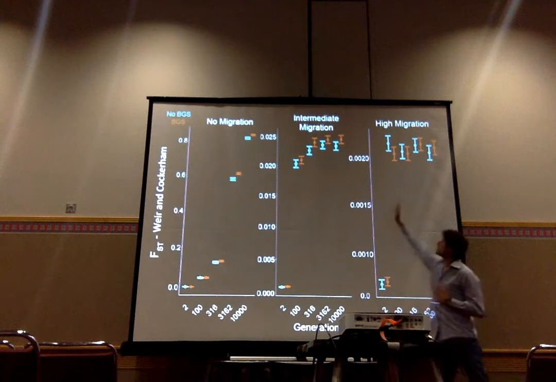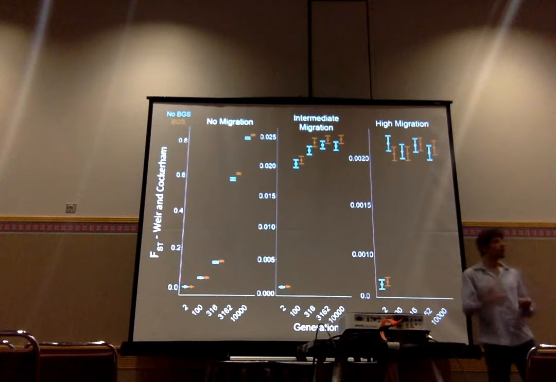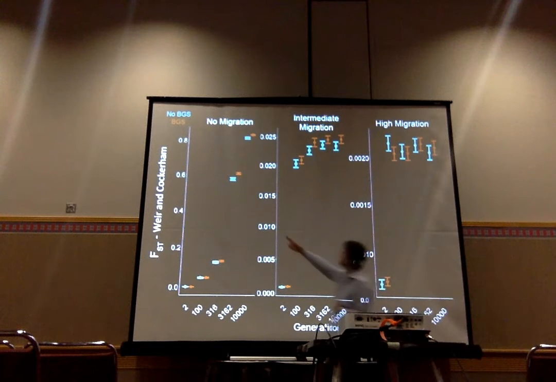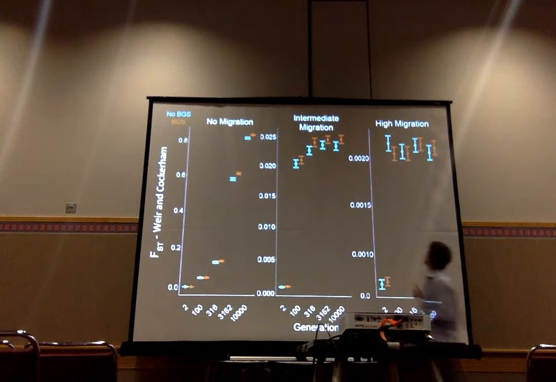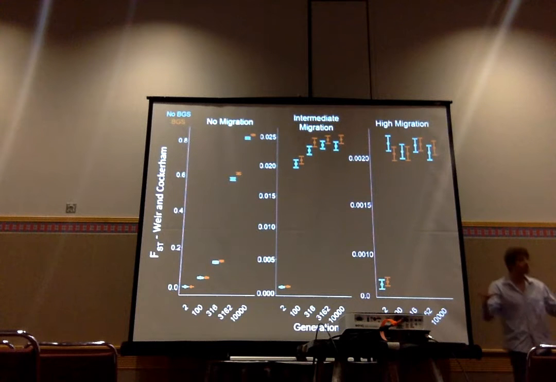And so for no migration, intermediate and high migration, what you can see is that indeed background selection often causes slightly higher FST values, of the order of max 5%. The most important effect is over here, but otherwise, most of the time it's not even significantly different. But this is just the average, right, of what I'm showing.